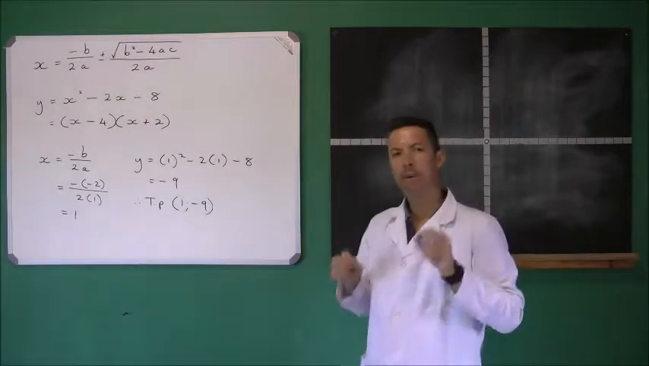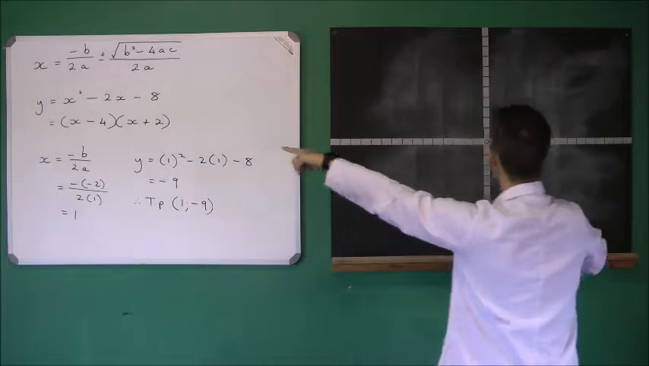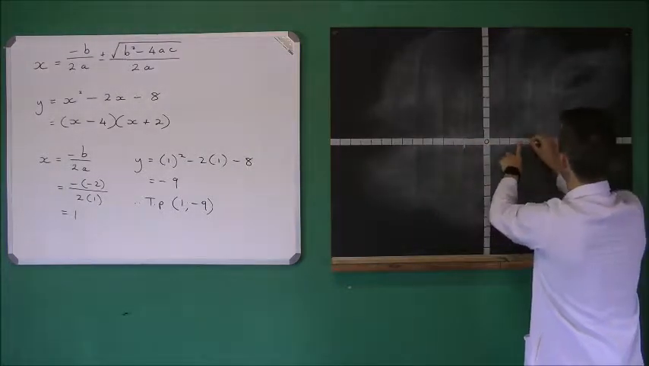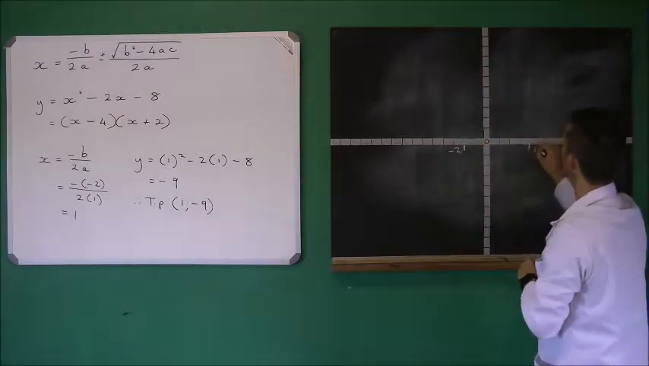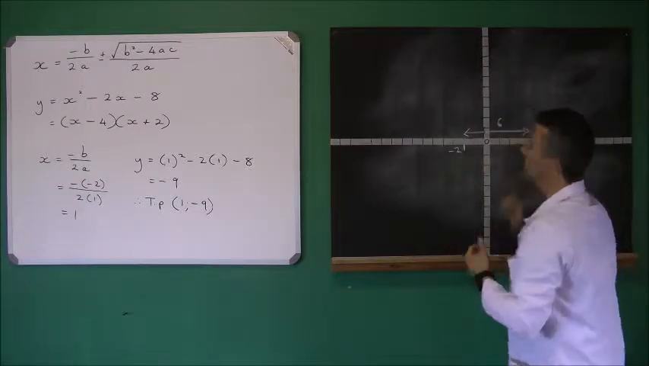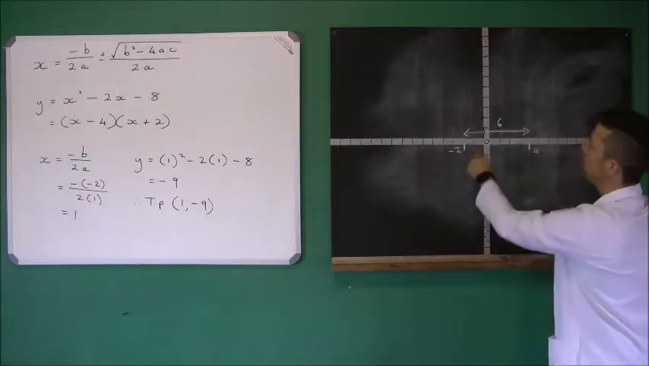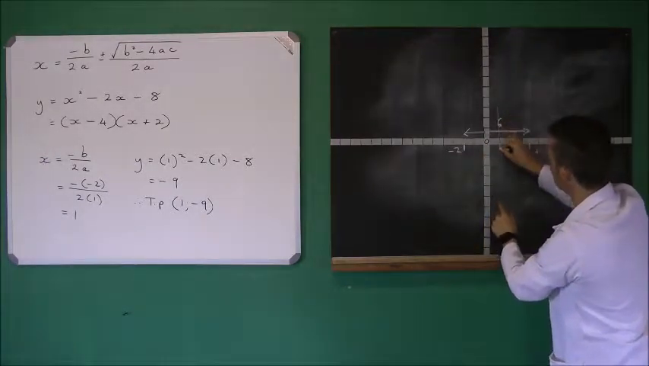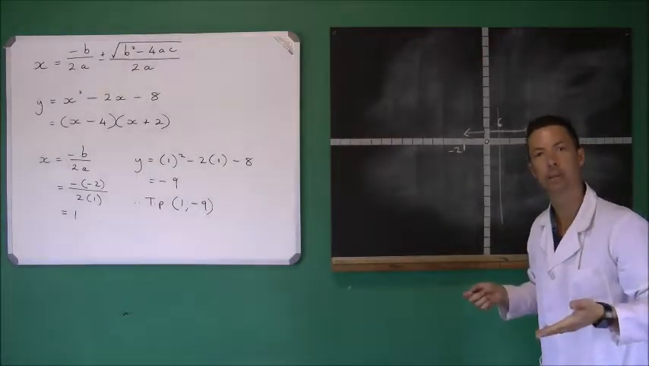You see, a parabola is symmetrical between any two horizontal points. So I already have my x-cuts, which are at minus 2 and positive 4. Now, what's the distance between negative 2 and positive 4? 6. So if I want to find the middle, I just halve 6, which is 3, which means 3 units up and 3 units down is going to find my line of symmetry, which is also going to be the x value of the turning point.